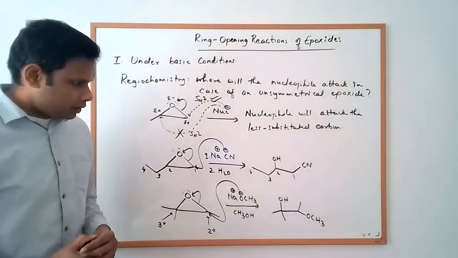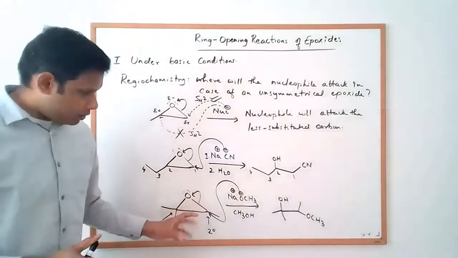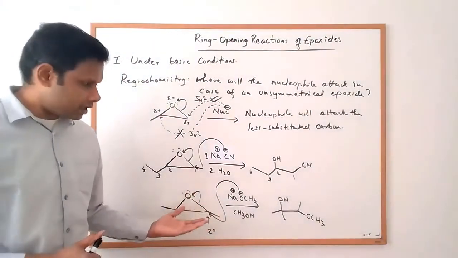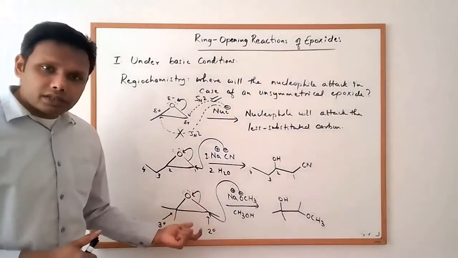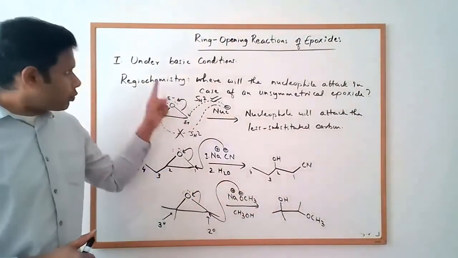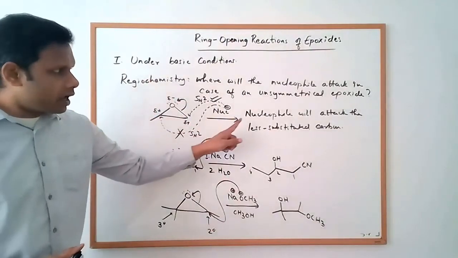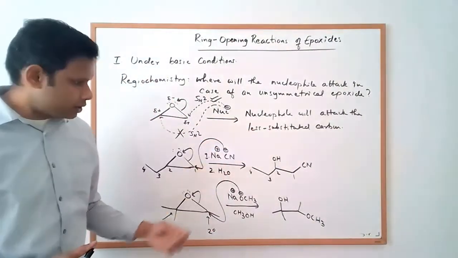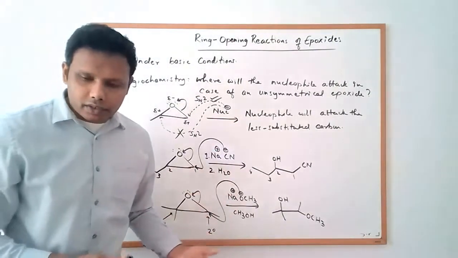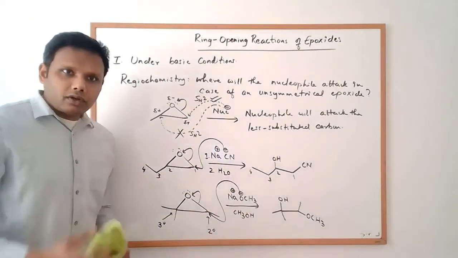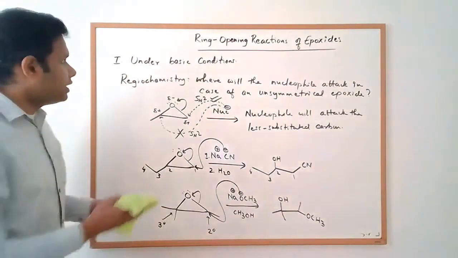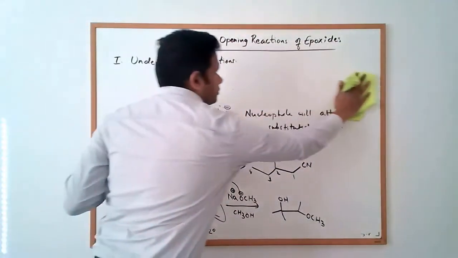Okay. In fact, there is something more that we're going to talk about in this example. There's another aspect of this attack that we can talk about in this particular example. But right now, I just wanted to show the regiochemistry of the attack. So the attack happens at the less substituted carbon when the nucleophile is attacking an epoxide. Okay. The next aspect of nucleophilic attack on an epoxide under basic conditions.